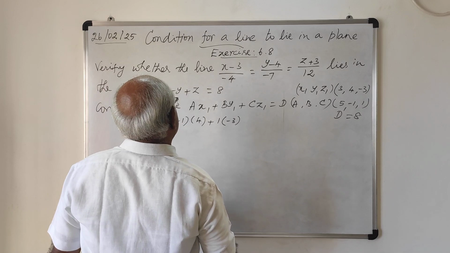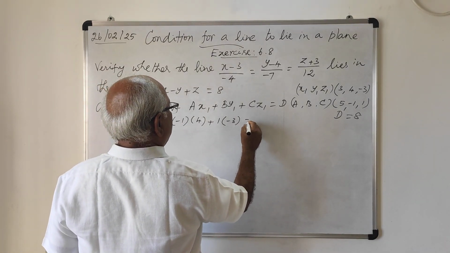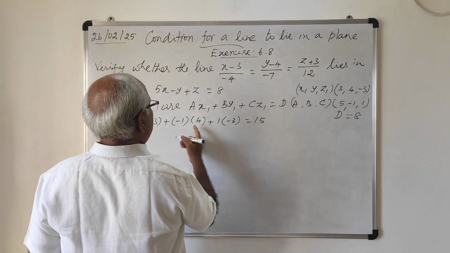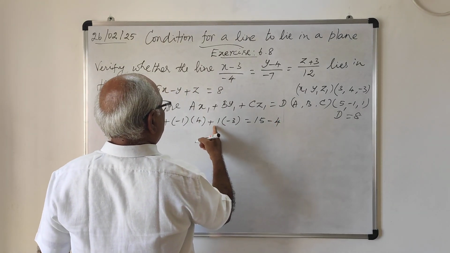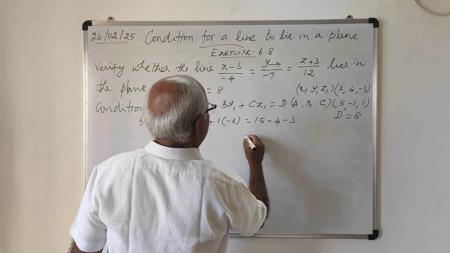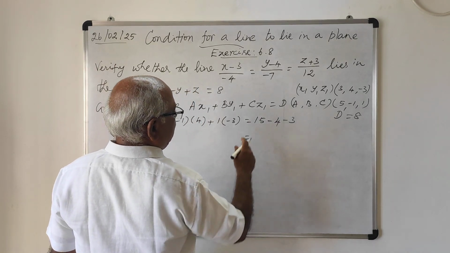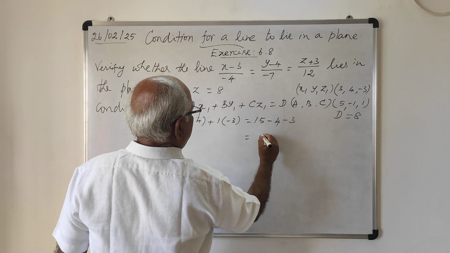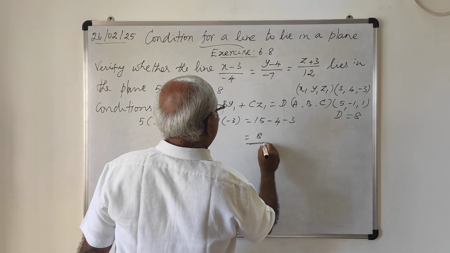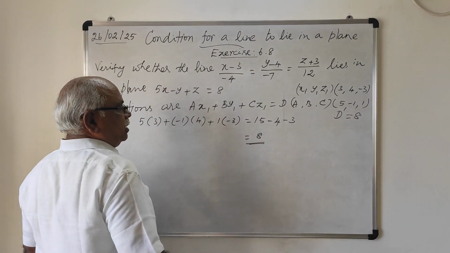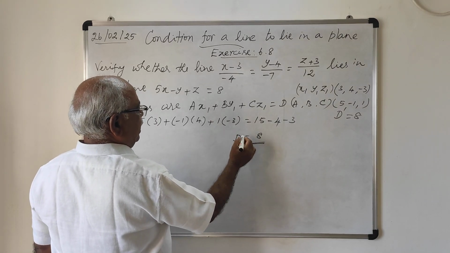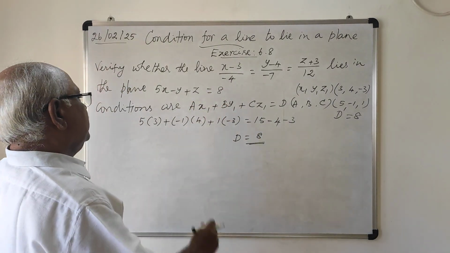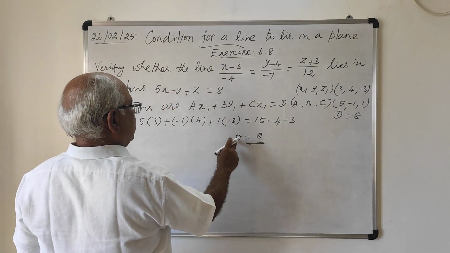What is this equal to? 5 into 3 is 15, minus 4, minus 3, so minus 7. 15 minus 7 is 8. So d equal to 8, the first condition is satisfied. The point satisfies the equation of the plane. Therefore, the first condition is true.